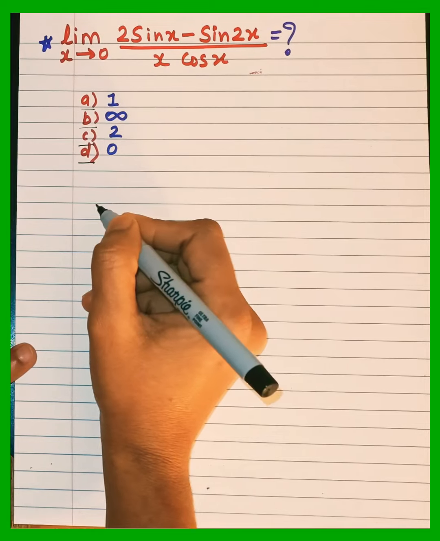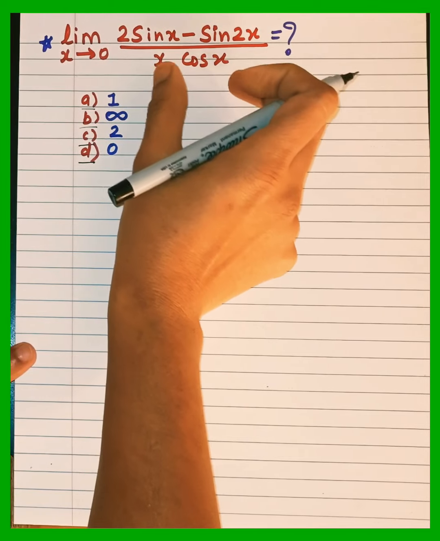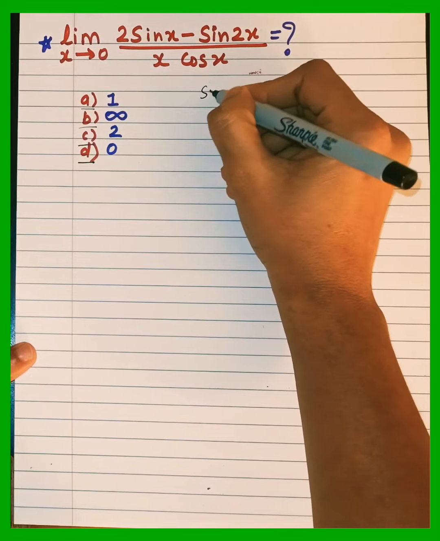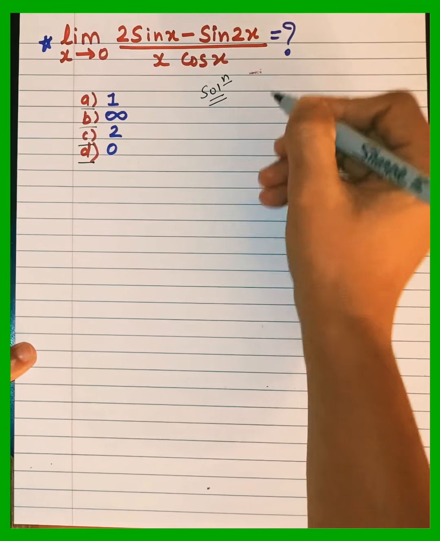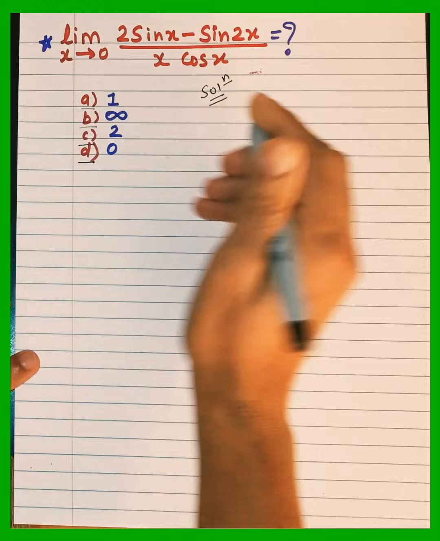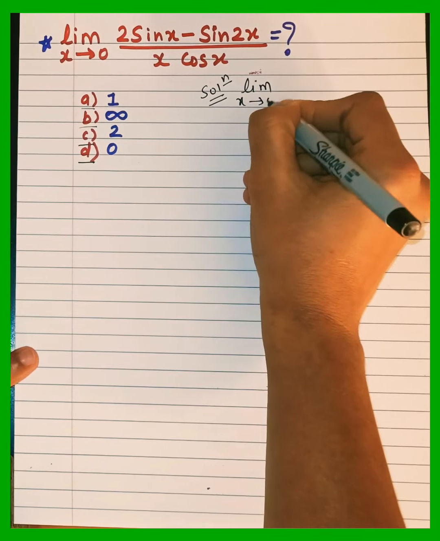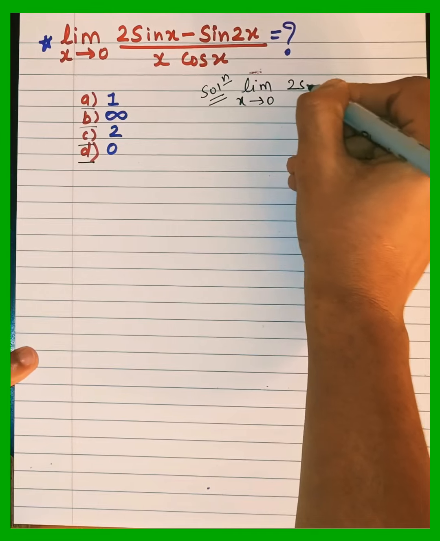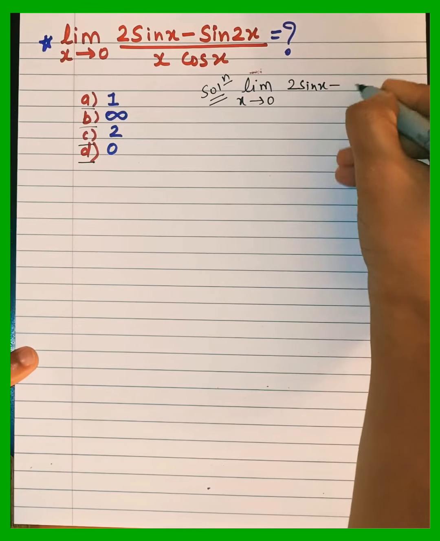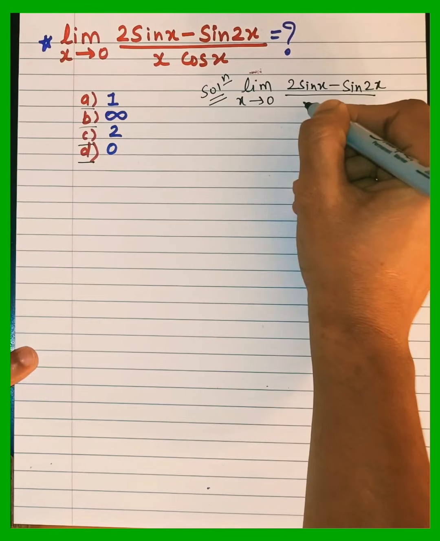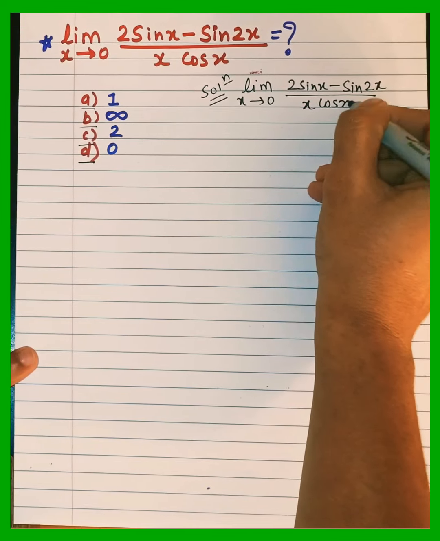So let us see how we will solve this type of question which is related to limits. Let's see the solution part. So the question is limit x tends to 0 of (2 sin x minus sin 2x) upon x cos x.